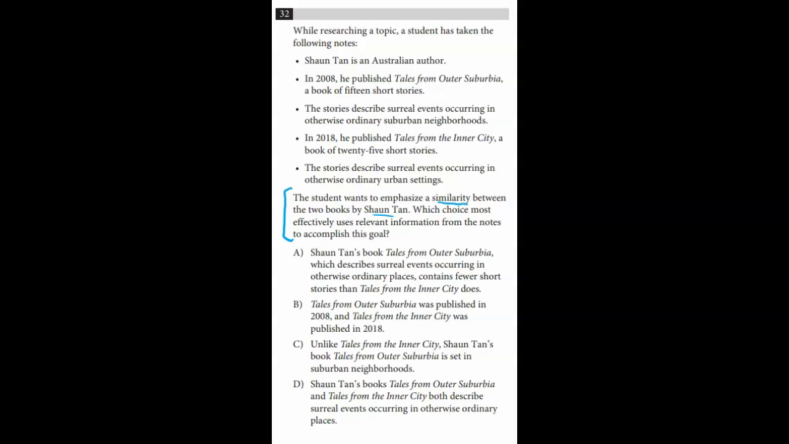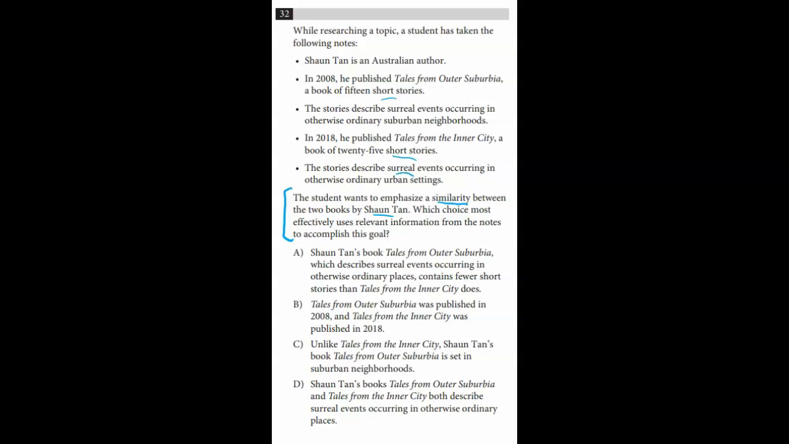Shantan is an Australian author. In 2008, he published Tales from Outer Suburbia, a book of 15 short stories. The stories describe surreal events occurring in otherwise ordinary suburban neighborhoods. Now he's published Tales from the Inner City, a book of 25 short stories. So what do they have similar? They're both short stories. The stories describe surreal events occurring in otherwise ordinary urban settings.